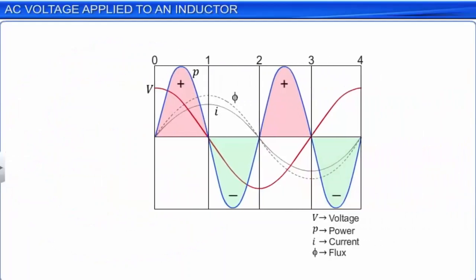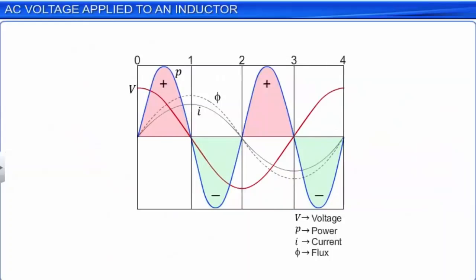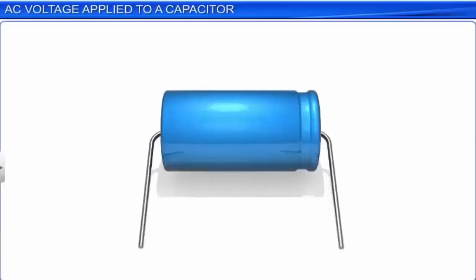Thus, the instantaneous power in the inductor is positive when both the instantaneous voltage and the instantaneous current are positive or both negative, and the power is negative when any one of instantaneous voltage or instantaneous current is positive and the other negative. A capacitor is a device that can store a charge.